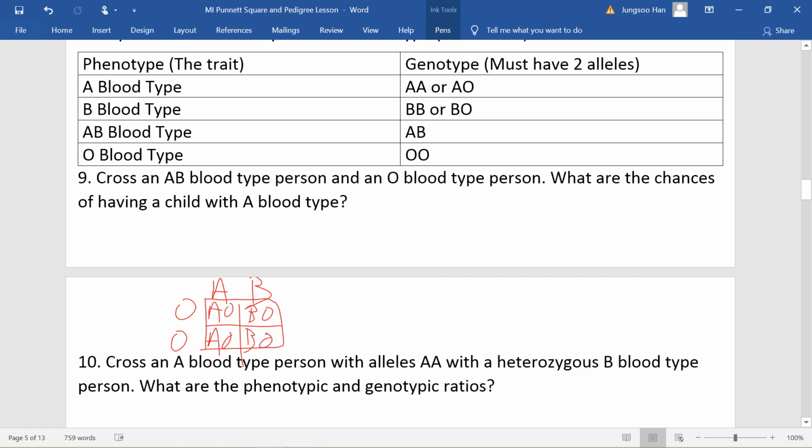So if you do this, it asks what are the chances of having a child with A blood type. Right here we have two AOs. Remember that the AO genotype still creates A blood type. So 2 out of 4 of the Punnett square boxes have AO in them. So 2 out of 4 equals a 50% chance for A blood type.